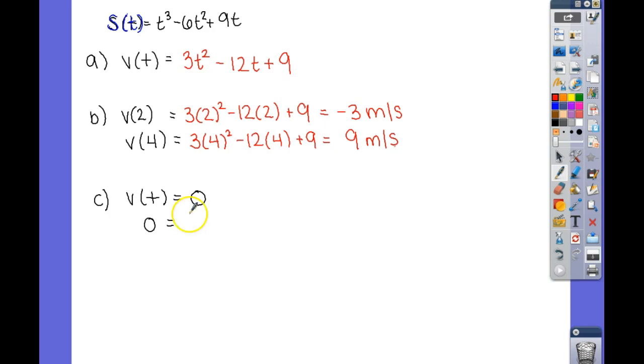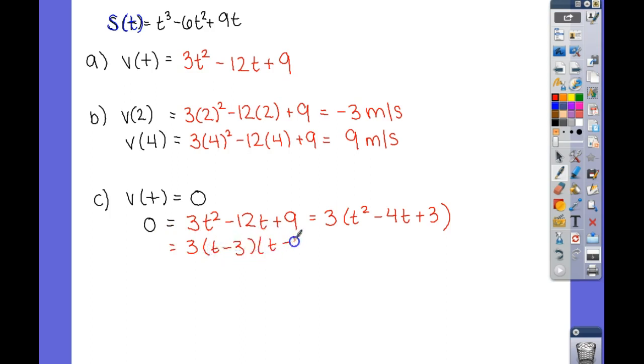Okay, when is it at rest? Well, it's at rest when 3t squared minus 12t plus 9 equals 0. If I were doing this problem, I would factor out a 3 to make this easier. So I would take out the 3 and I would leave myself with t squared minus 4t plus 3. So then when you factor it, you get 3 times t minus 3, t minus 1. So the times at which the particle is at rest are t equals 3 and t equals 1.